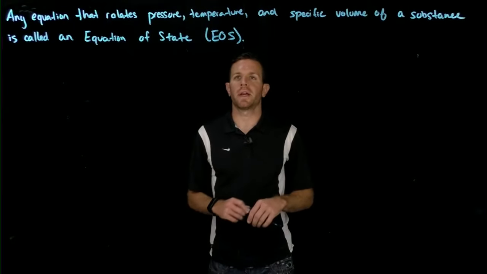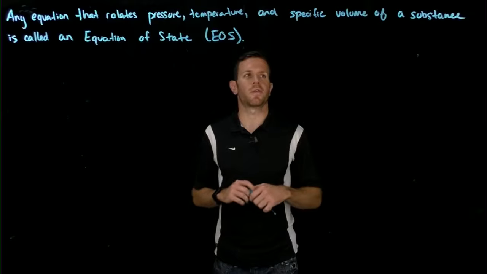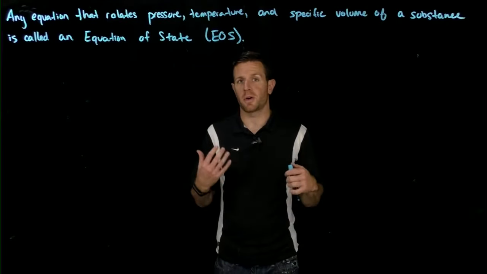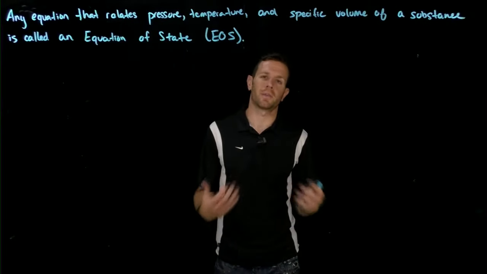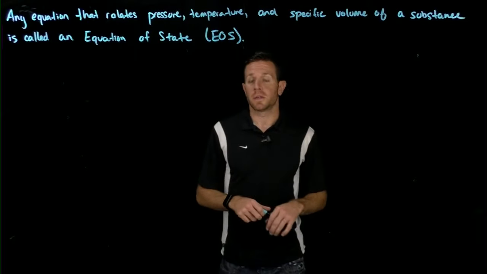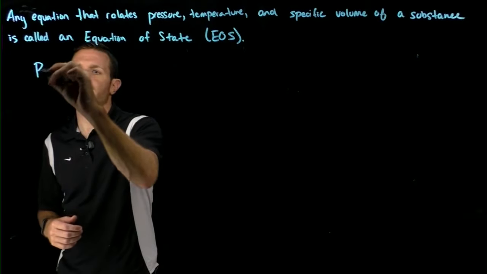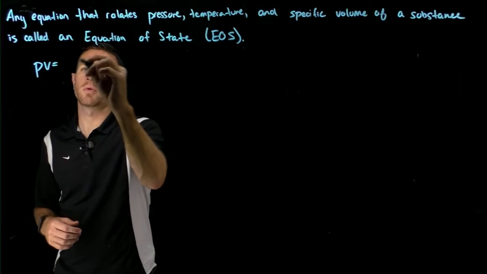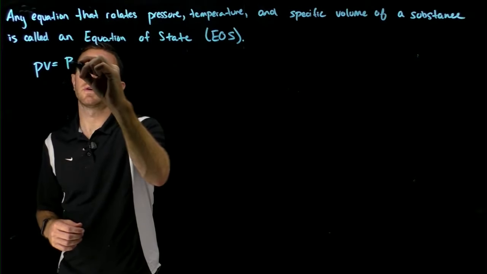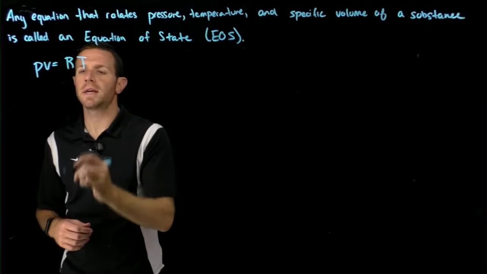Any equation that relates temperature, pressure, and specific volume of a substance is called an equation of state, and often I denote that as EOS. So you may be familiar with the ideal gas equation of state, which for the most time in this course we'll write as P lowercase v equals RT.